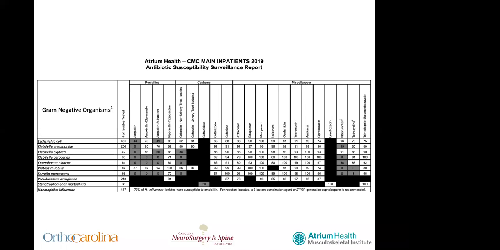So this is for the gram-negative organisms. Previously it was for gram-positives. And again, the grays are less than or equal to 60% susceptibility to the antibiotic, and the black boxes are basically do not use this antibiotic for this. And we can see that E. coli is pretty susceptible to most antibiotics other than ampicillin and Augmentin, and Pseudomonas is not, which we already knew.